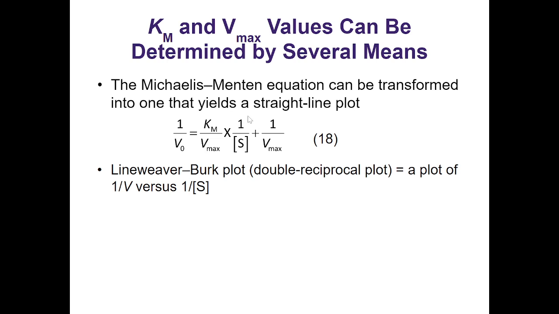Don't forget when you do these, your Y values are 1 over V0, right? Don't put in V0 because you'll get the reciprocals. This will then be plus 1 over Vmax. What's your Y-intercept? One over Vmax. Yeah.